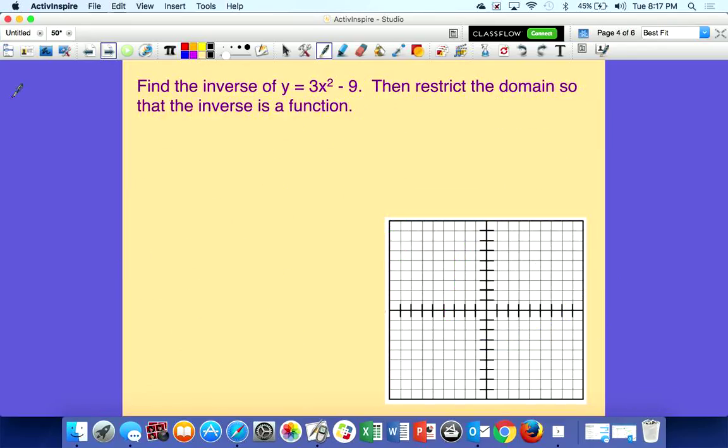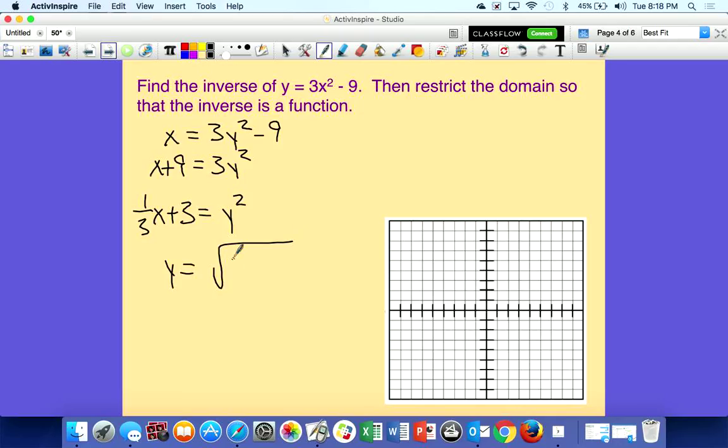Alright, moving on, find the inverse of y equals 3x squared minus 9. Well, we can switch x and y. So x equals 3y squared minus 9, and then solve for y. So x plus 9 equals 3y squared, divide by 3, 1/3 x plus 3 equals y squared, and then we've got to take the square root. So y equals the square root of 1/3 x plus 3. Now remember, whenever you're taking a square root or a fourth root, we're going to have two answers, so we've got to put a plus or minus in there.